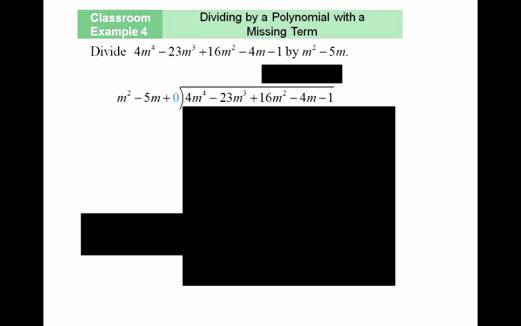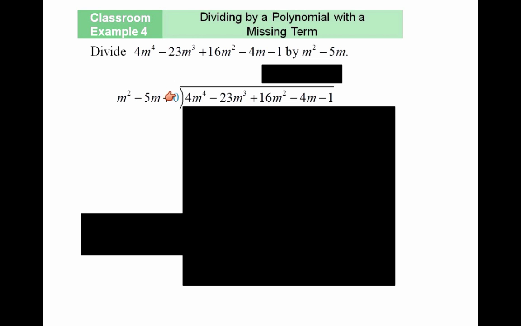See if you can do this on your own. We're going to divide 4m to the power 4 minus 23m to the power 3 plus 16m squared minus 4m minus 1. We're going to divide it by m squared minus 5m. You remember, the first step is to write it in descending order.